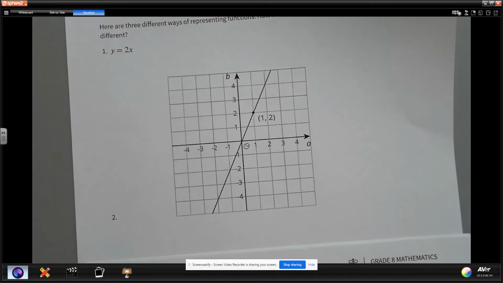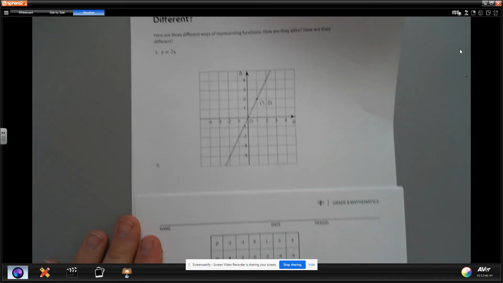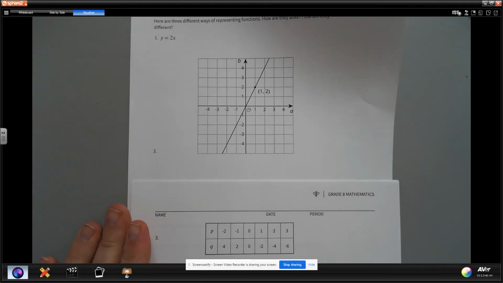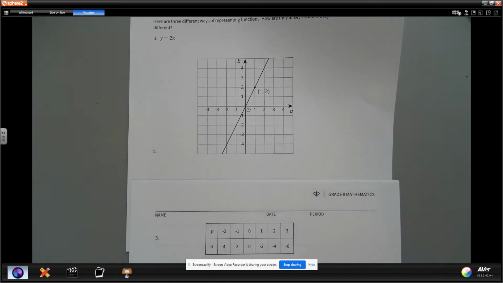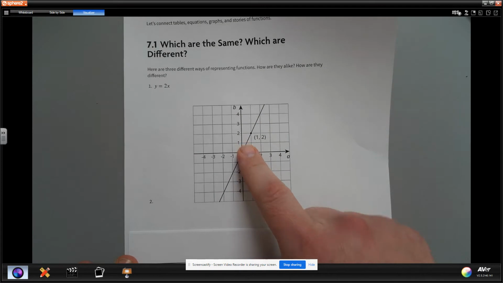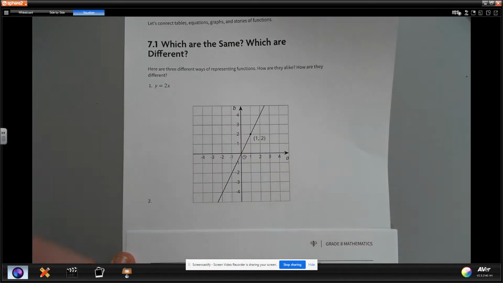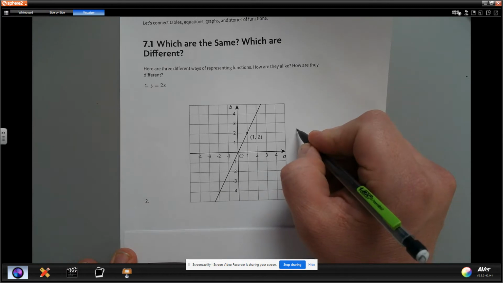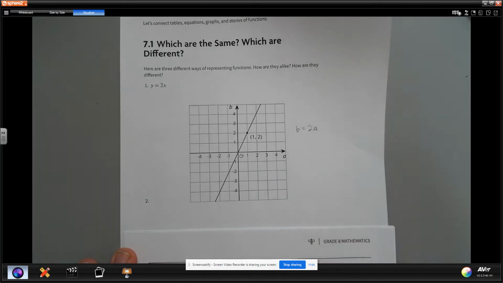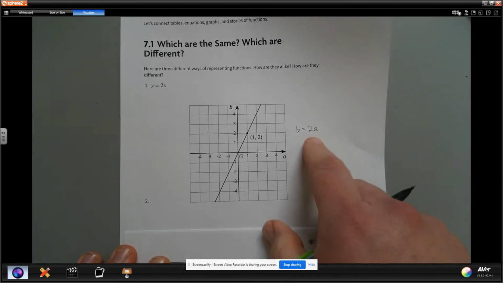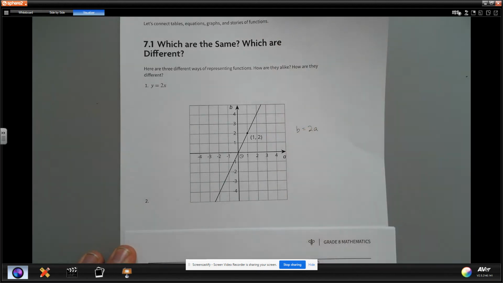Let's see if we can get all these on here. If we're talking about how they are alike, I would have to say some things like the equations for the first two would have the same form but different variables. So when we're talking about this one right here, the variables are going to be a and b. So when we write it, we would say b is equal to 2 times a. Perhaps you didn't catch that in the very beginning, but that's how that one works.